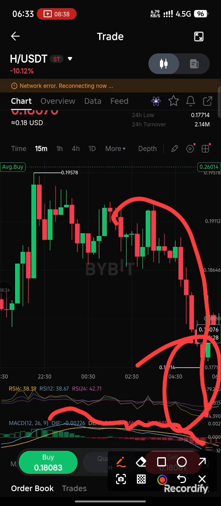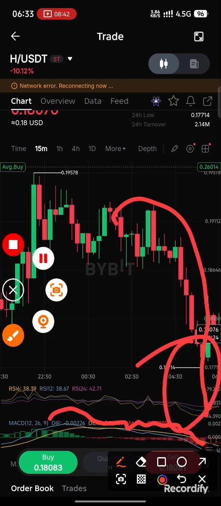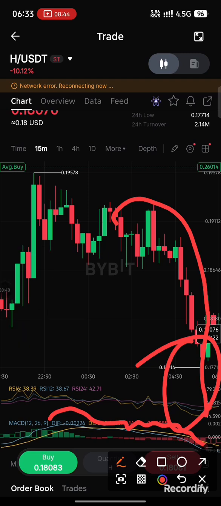In my next class, I'm going to talk about a lot of things and how we can start trading with those signals. We're going to do a practical trading in my next class, using this MACD line and the RSI lines.